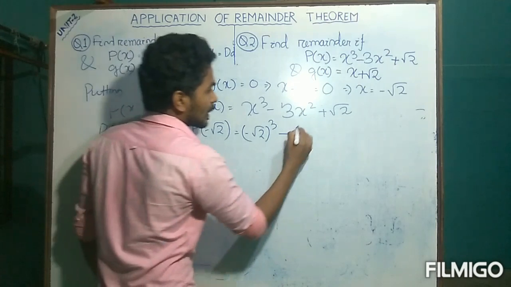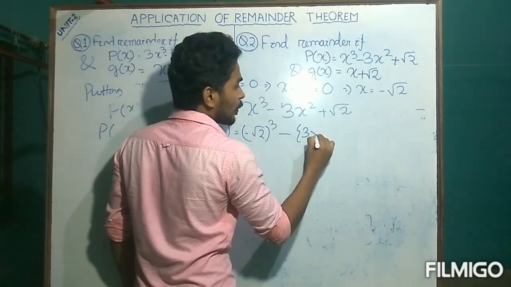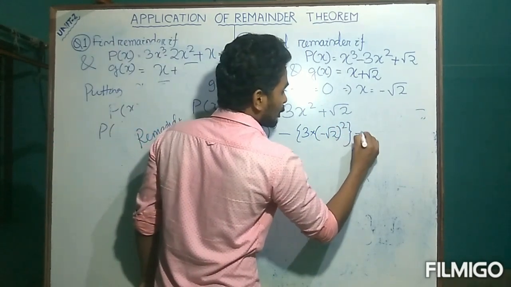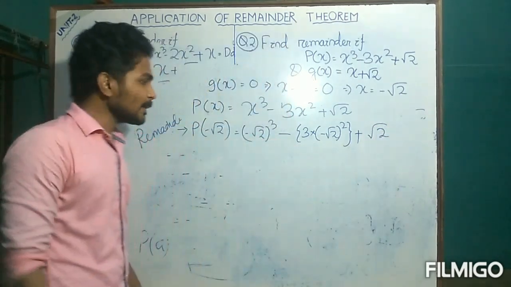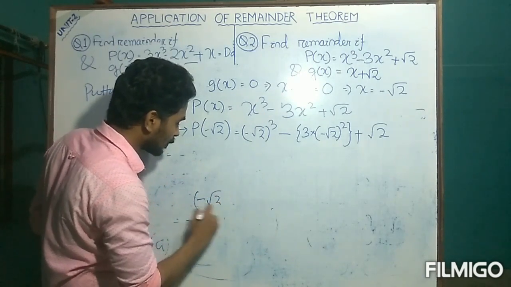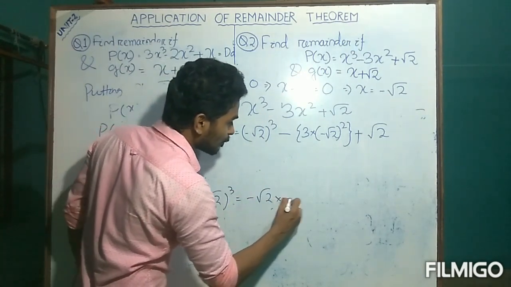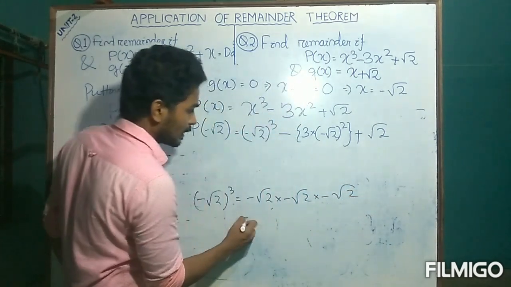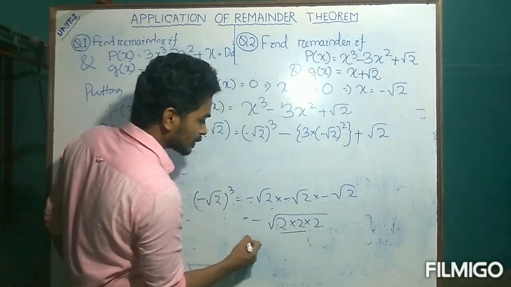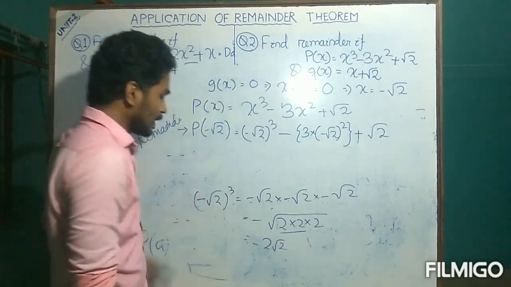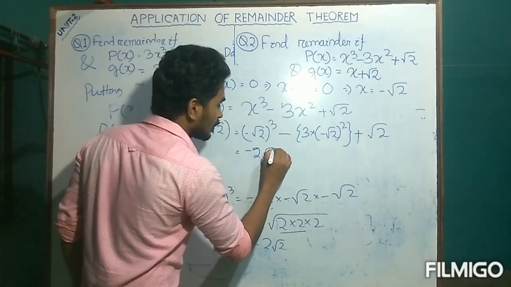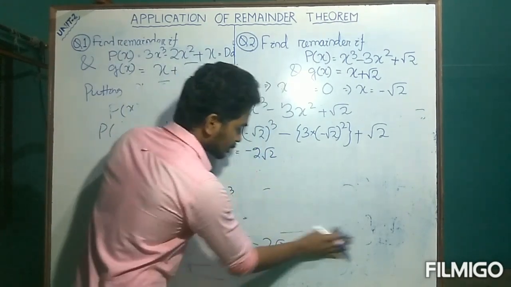Minus root 2 whole cube, minus curly bracket start 3 whole into minus root 2 square, then plus root 2. Okay, then we have to find the value of minus root 2 cube, as we have already found out. It will be minus root 2 minus root 2 minus root 2, minus minus plus, plus minus minus, whole root 2 into 2 into 2. So it will be minus 2 root 2. So the value of minus root 2 cube is minus 2 root 2. So here put minus 2 root 2.